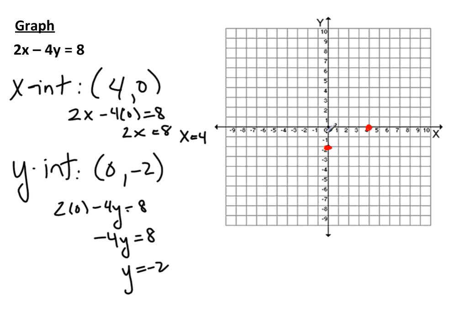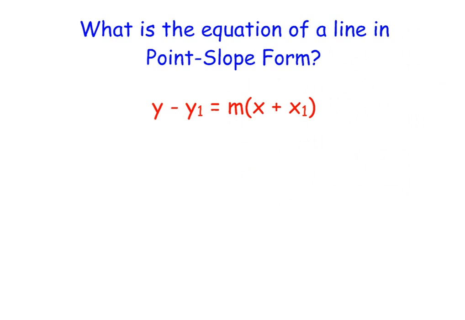I go up or rise 2. I run or go right 4. So if I go up 2, right 4. Down 2, left 4. Down 2, left 4. And then I can connect the points. And try to do a better job than last time. And there's my line.